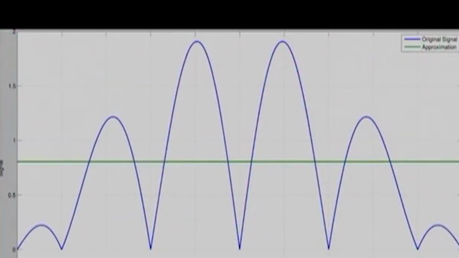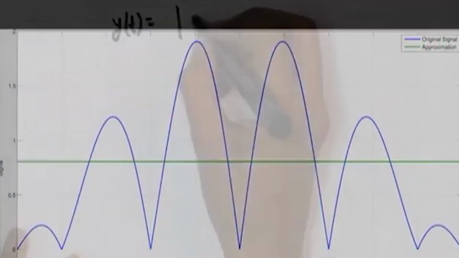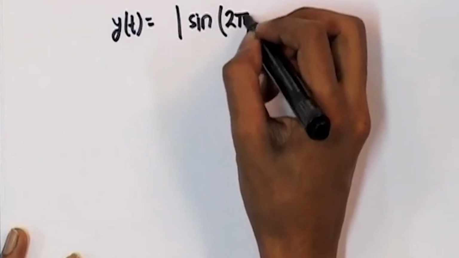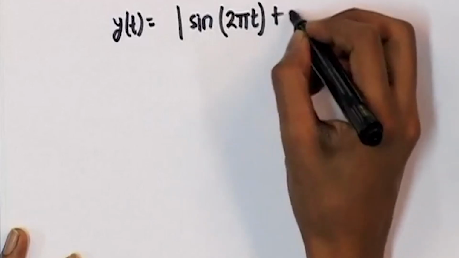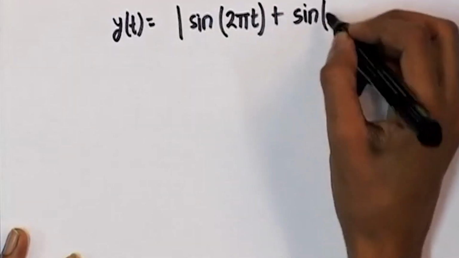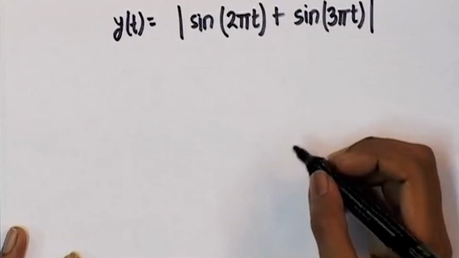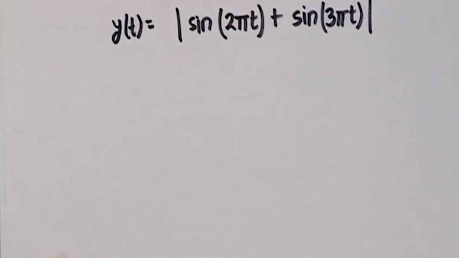Today we will be talking about the projection of functions on different subspaces and how we can use them to get a better and better approximation to that function. We start with the absolute value of two sinusoids, which is given by y(t) equal to sine of twice pi t plus sine of thrice pi t. This function is shown in this figure in blue.